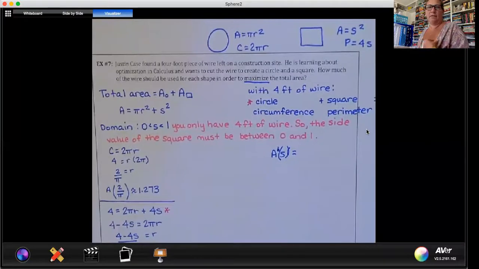Justin Case found a 4-foot piece of wire left on a construction site. He's learning about optimization and calculus and wants to cut the wire to create a circle and a square. How much of the wire should be used for each shape in order to maximize the total area?